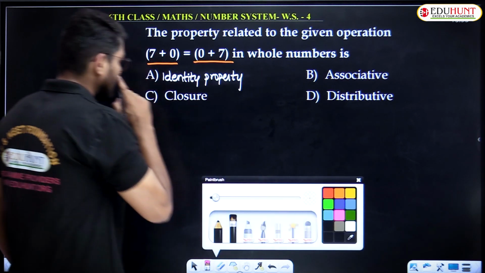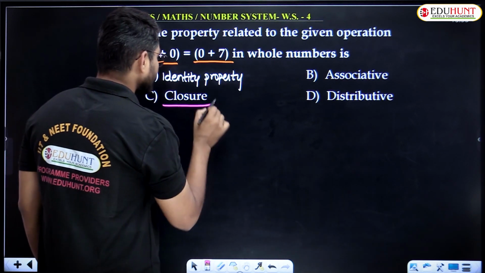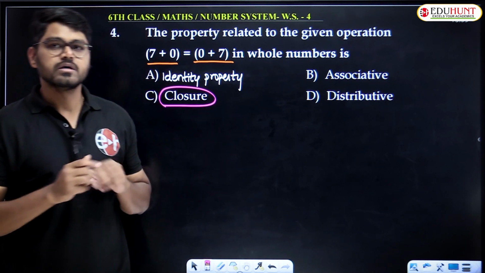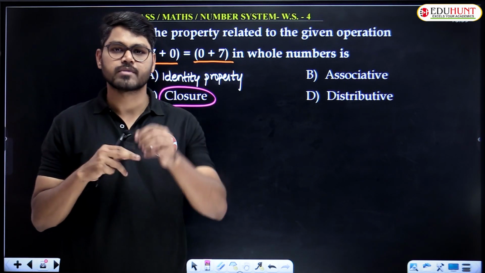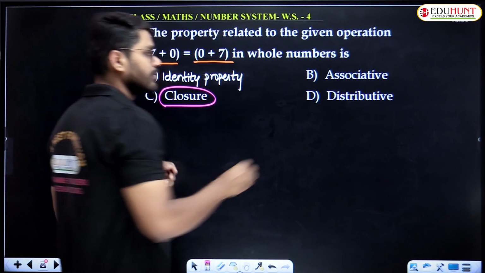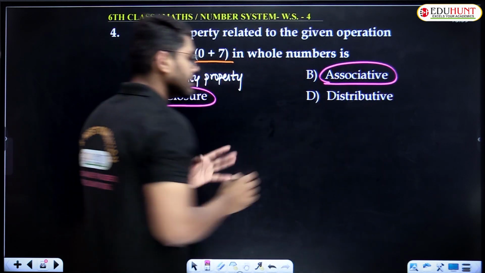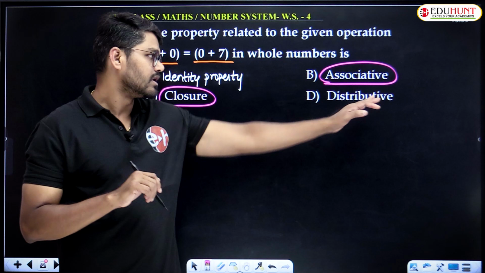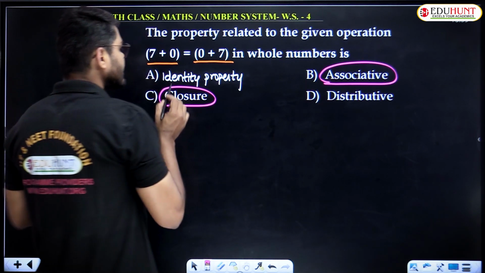Now see, what is closure property here? Closure property is nothing but, in whole numbers, if we take addition, the sum of two whole numbers must be a whole number, that is closure property. Associative property, we have to take three numbers. In any order, if we add those three numbers, then the result must be the same. Distributive property and identity property.